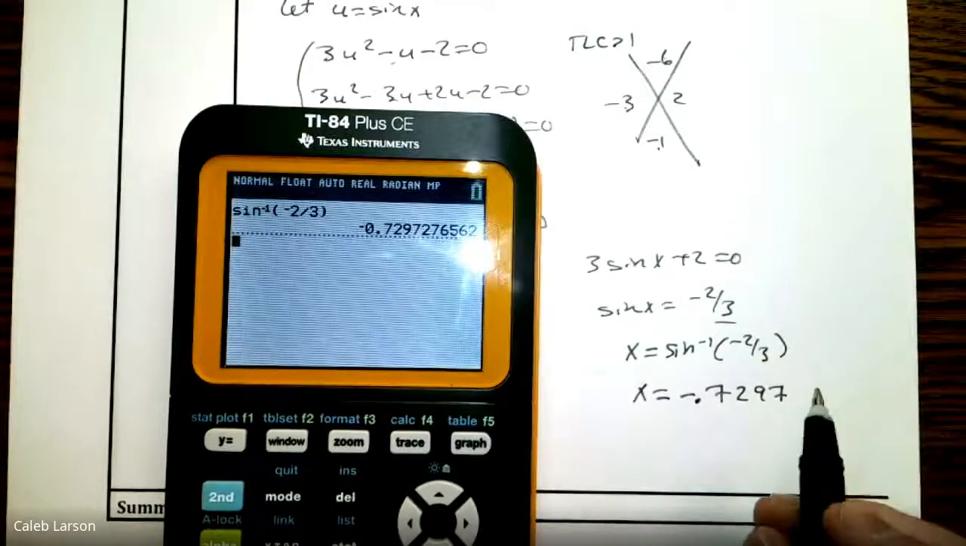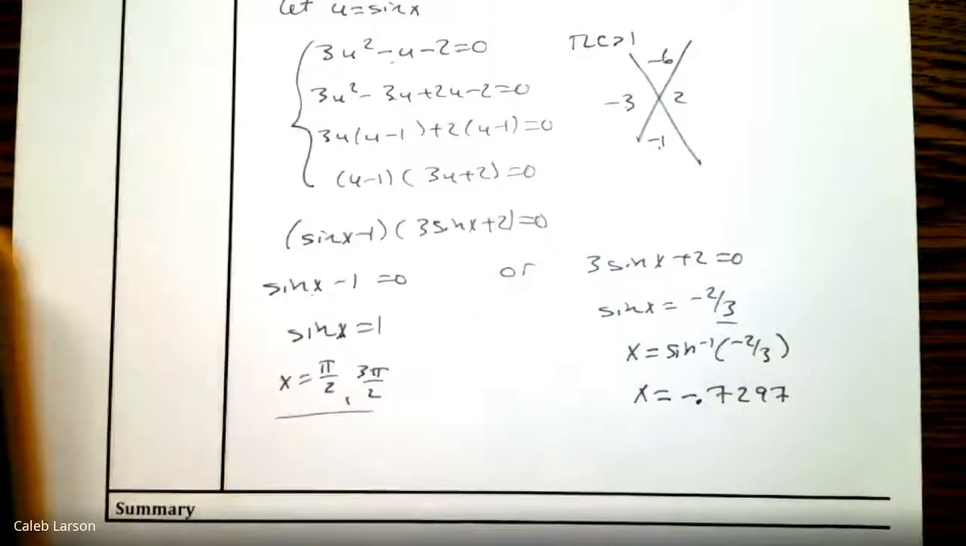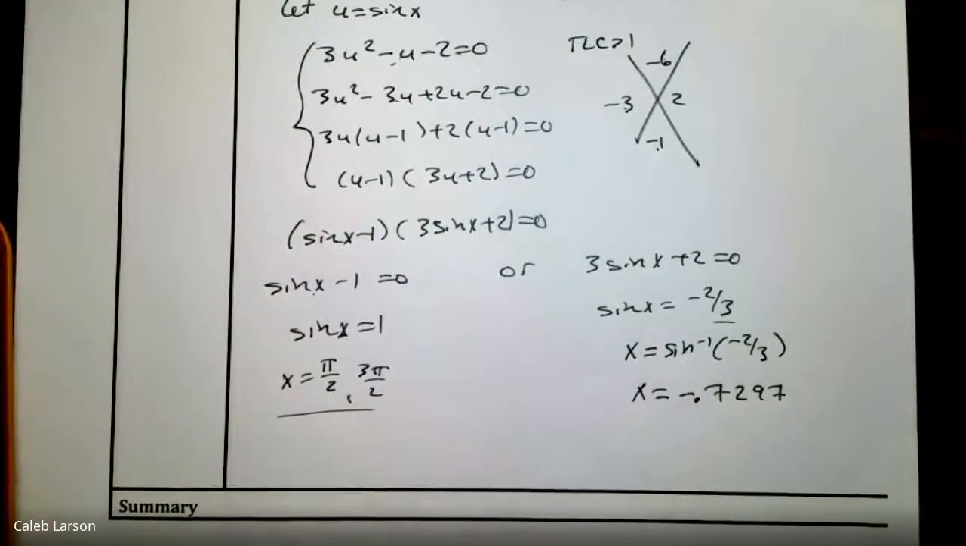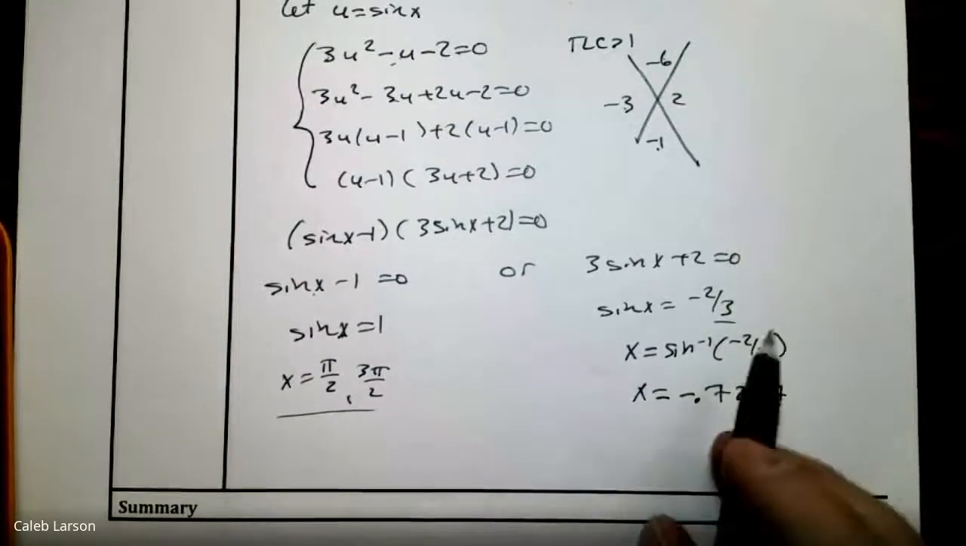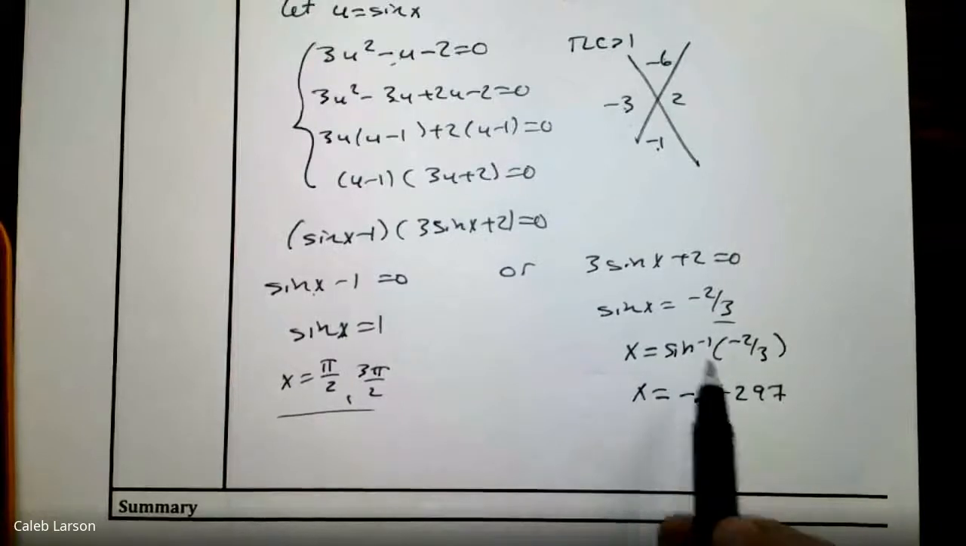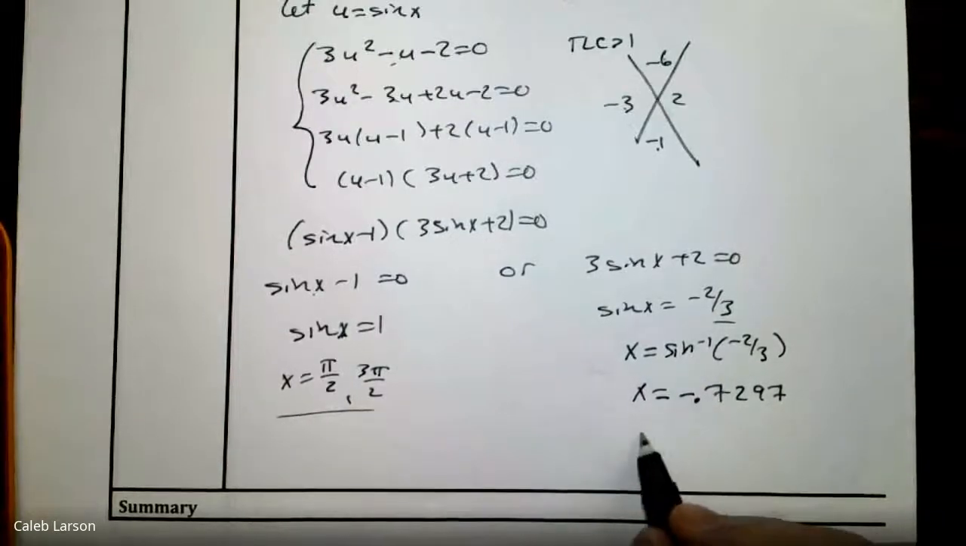We'll just do 4 decimals, okay? So that's what it says. Now here's the issue. We want solutions in 0 to 2 pi, okay? And that is not between 0 and 2 pi. So what we're going to do is add 2 pi, which is the period for sine, right? We're going to add 2 pi to this.